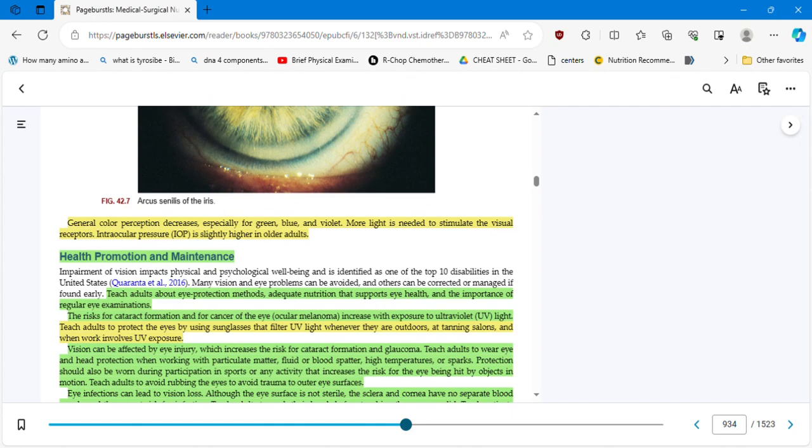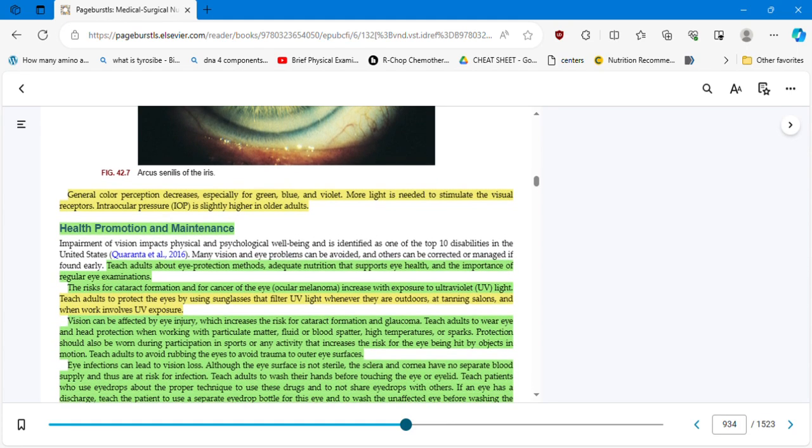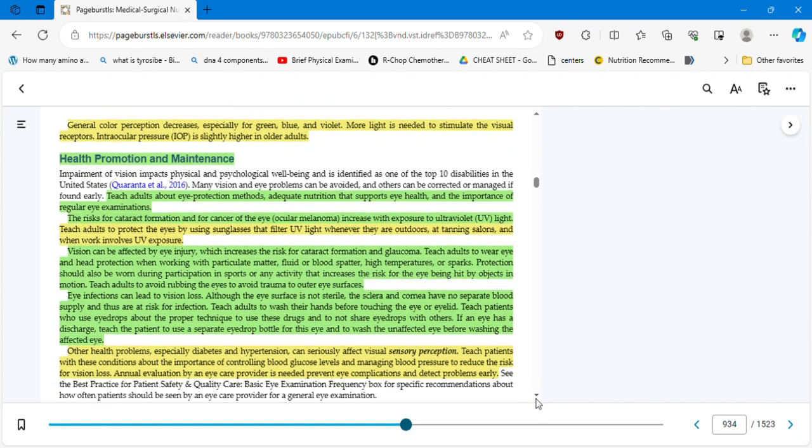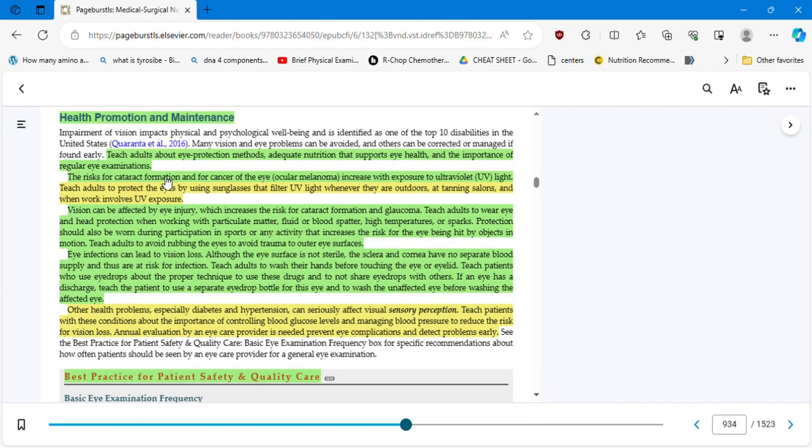General color perception decreases, especially for green, blue, and violet. More light is needed to stimulate the visual receptor. Intraocular pressure is slightly higher in older adults. So we have the health promotion and maintenance part of this chapter. Teach adults about eye protection methods, adequate nutrition that supports eye health, and the importance of regular eye examinations.